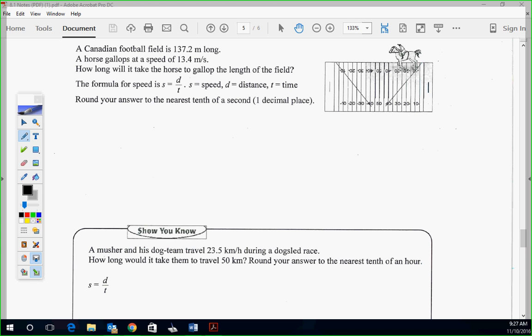And so we're going to figure out how long it takes the horse to gallop. So he's going 137.2 over t. T is what we don't know, right? We don't know the time. Does that make sense? Okay, and then the speed is 13.4.